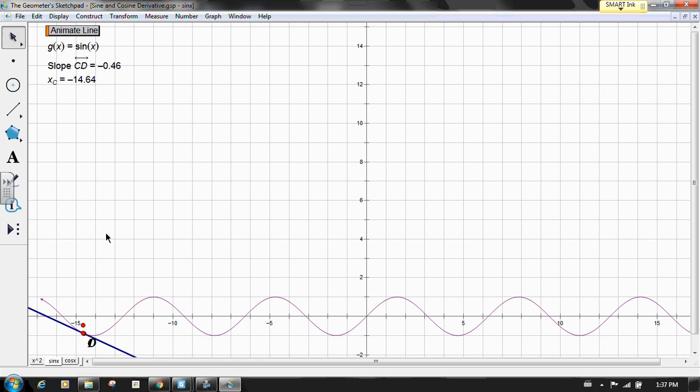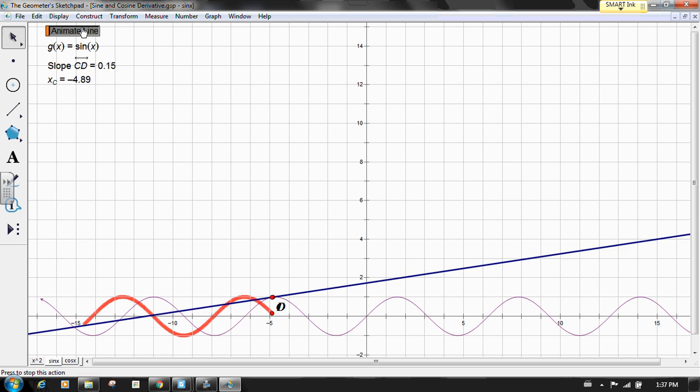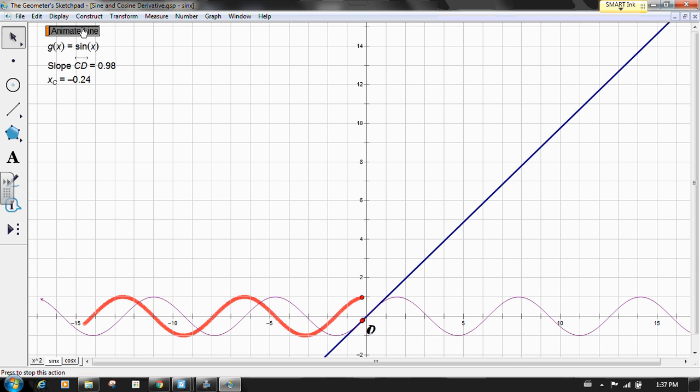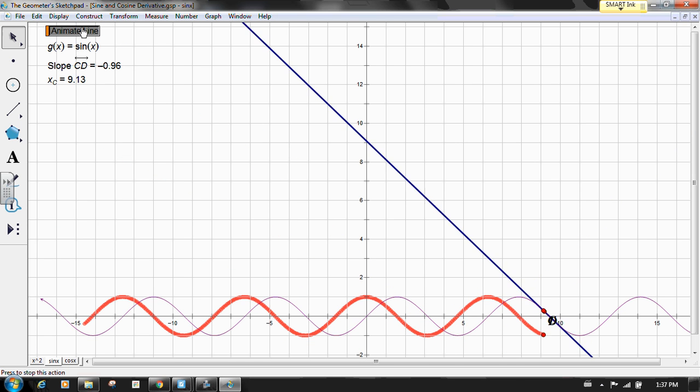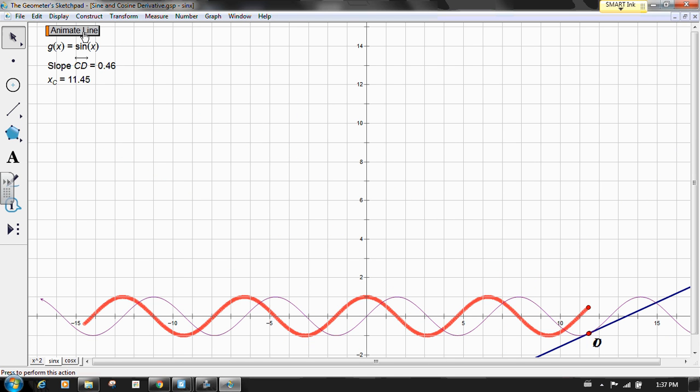So right now on my grid, I have the derivative of sine. And as you can see, I have a line that's going to start moving around. The red line represents the derivative of sine, so it's graphing the value of the tangent at a variety of points. When I stop that and I look, what do you notice about the graph of the derivative of sine?